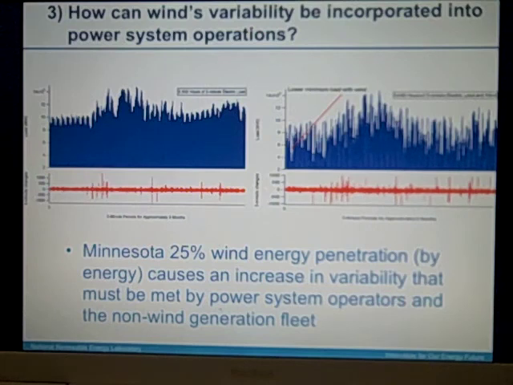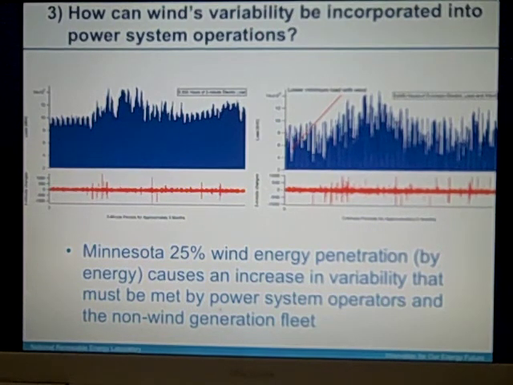So yes, wind definitely increases the... on to the next slide.